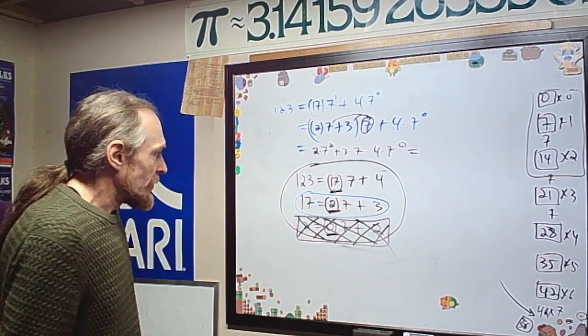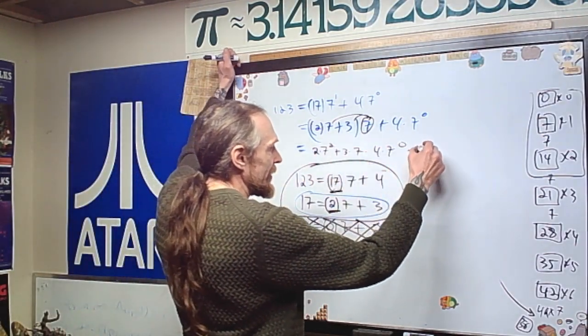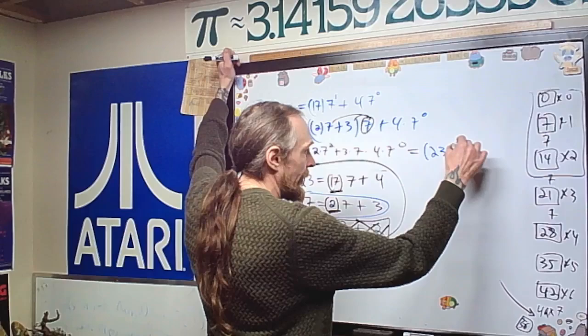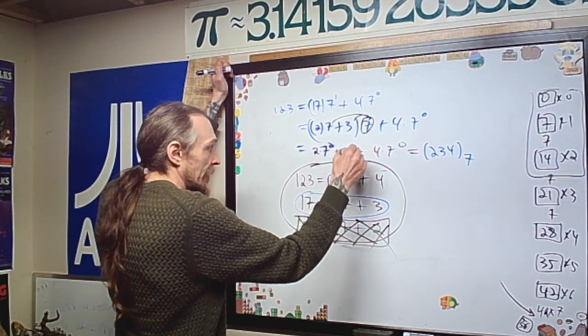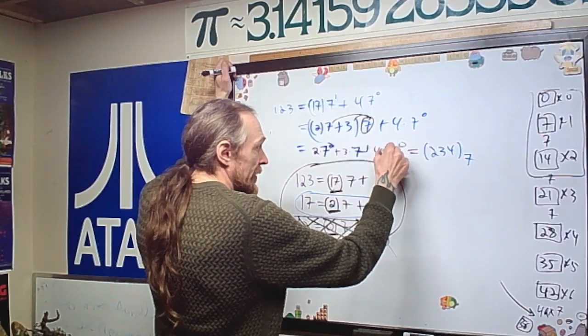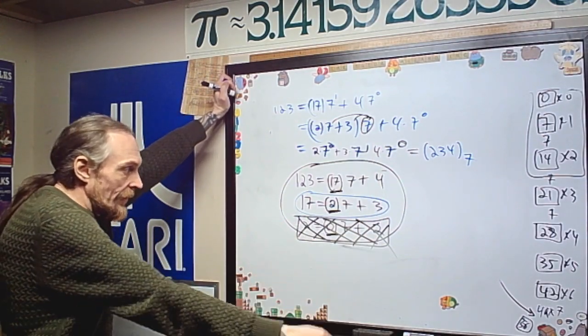So you don't need the last row, but then you cleverly put the quotients in there, and then what do we get? That by definition is 234 base 7, because in base 7 you do 2 times 7 squared, 3 times 7 to the 1, and 4 times 7 to the 0. So that by rote is the proof of the actual theorem.